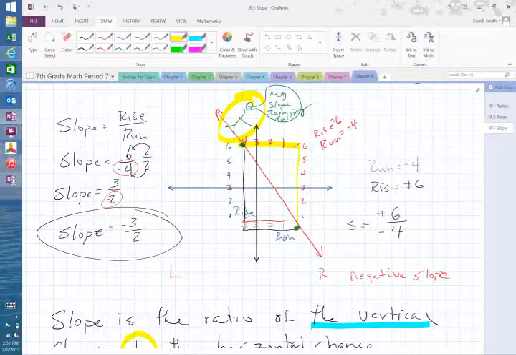Now, let's look at number 10. I want you to do number 10. I want you to find the slope of number 10. So you're going to have to look at it, see where the points are, count your lines from one point to the other, get your run, and then get your rise.